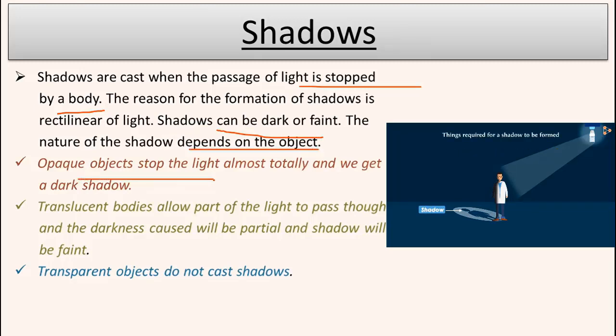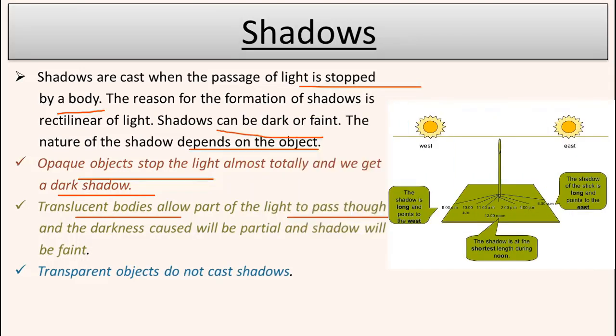Opaque objects stop the light completely, thus causing a dark shadow. Whereas a translucent body allows a little bit of light rays to pass through it. Thus, it doesn't cause a complete dark shadow. For a transparent object, we observe that no shadow is formed because most of the light rays can pass through it.